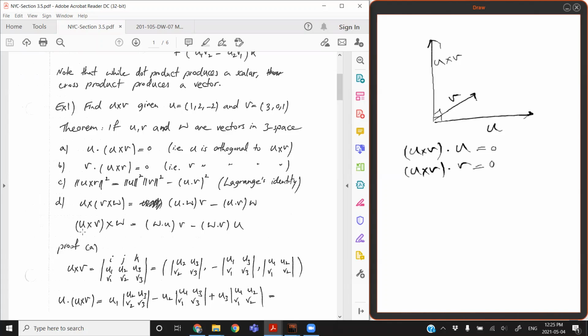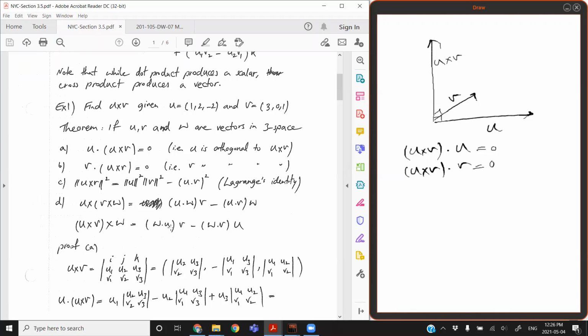And if you have u cross v cross w, that's going to be equal to this. So this is a scalar times v, minus this scalar times u. So this is a way of writing u cross v cross w as a linear combination of v and w. Or you can write them as a linear combination of v and u.